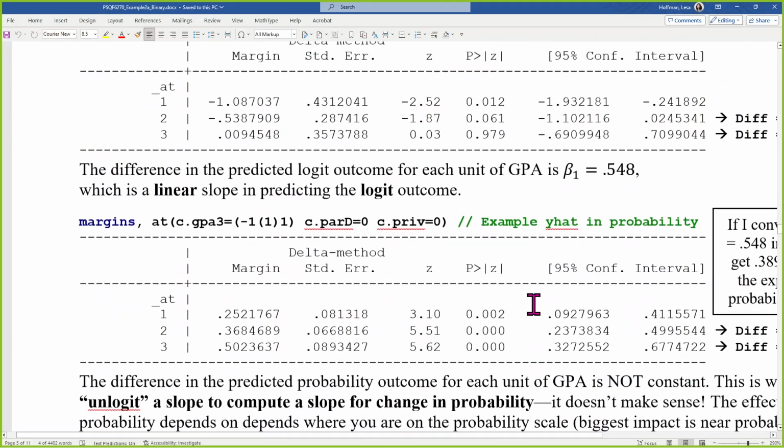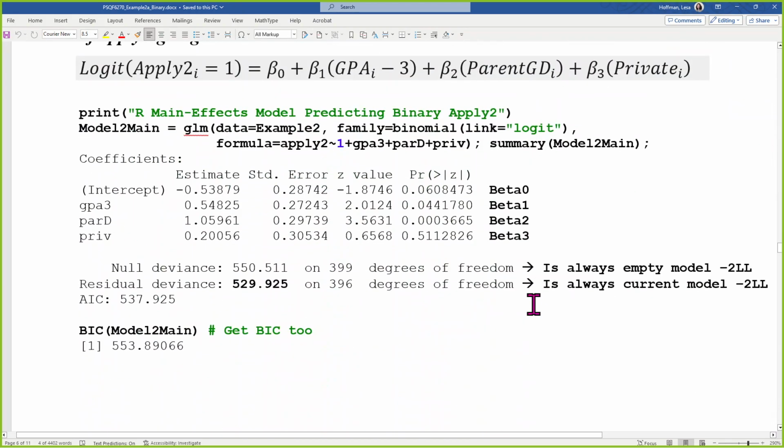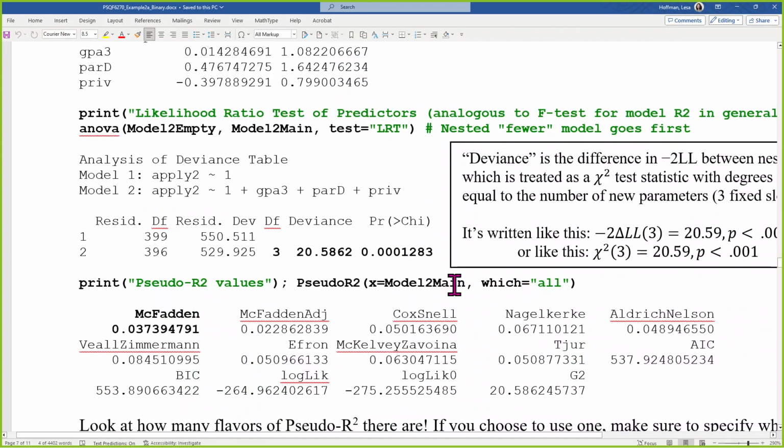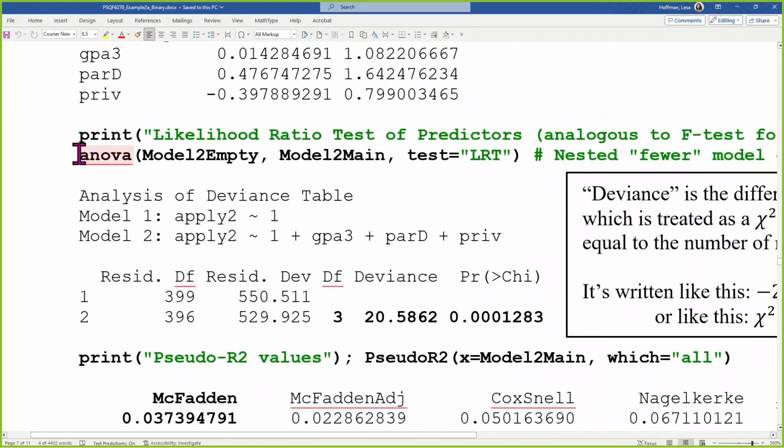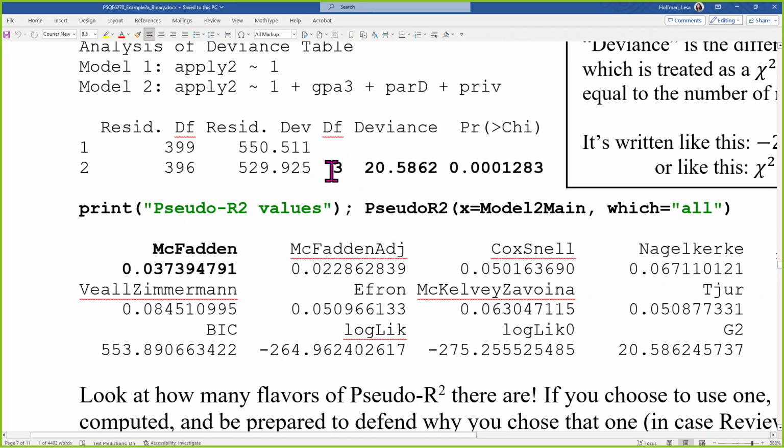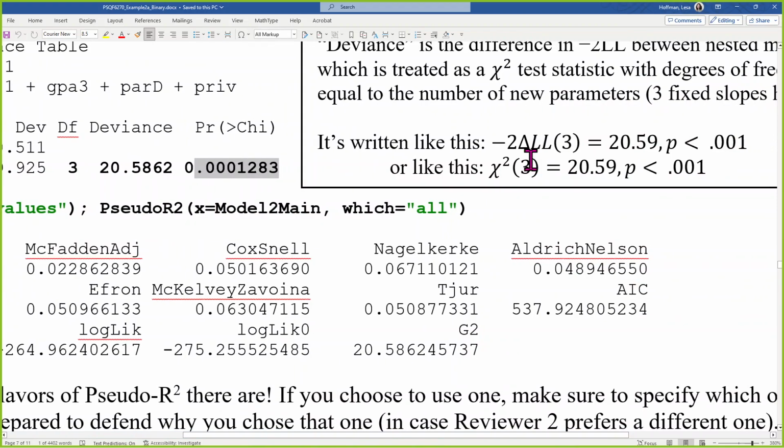In R, you have to do that manually by estimating an empty model. And then this ANOVA function, which has nothing to do with analysis of variance whatsoever, you list the model that you want to be compared with fewer parameters, the model with more, and you tell it this kind of test. And then it spits out this little table where there's your degrees of freedom, the number of parameters different, there's your test statistic, and there's the p-value that goes with it. So in terms of writing it, you would either write it like this, -2 log likelihood difference, or just chi-square. Up to you.